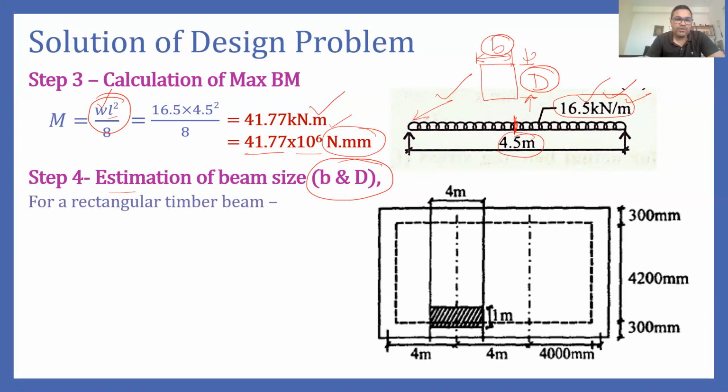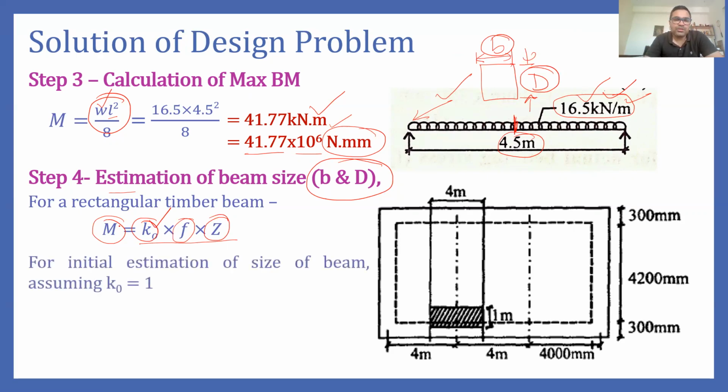Now we know that for a rectangular timber beam, the moment of resistance can be given by this formula. In this, K naught is the form factor, F is the permissible bending stress and Z is the section modulus. Right now we don't know what is the K naught, because K naught is dependent on the depth of beam. So for the initial estimation of the beam, we will assume that K naught value is 1. It is just for the initial estimation. So here we are assuming that K naught is 1.